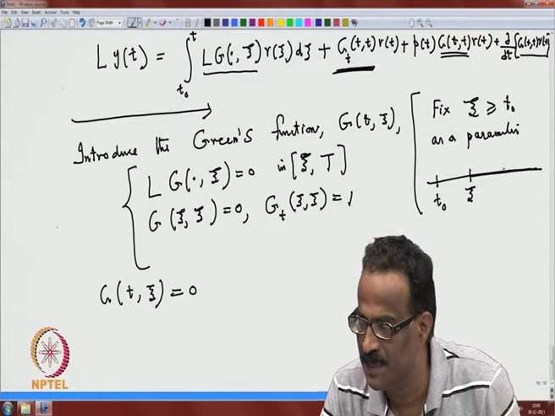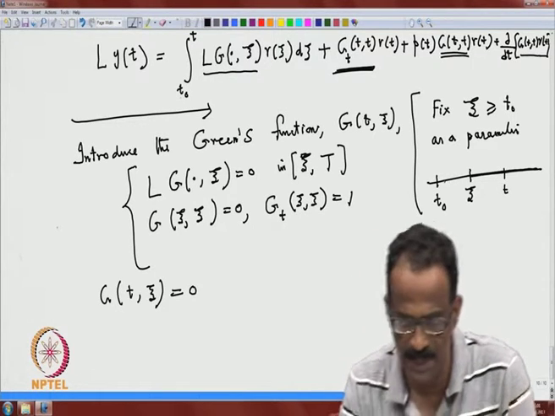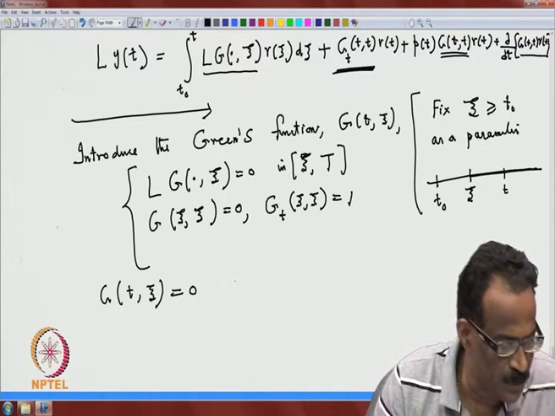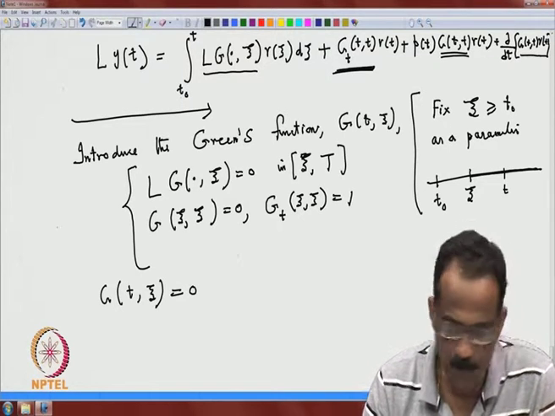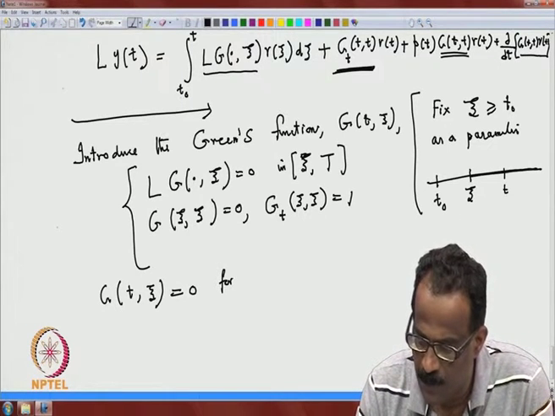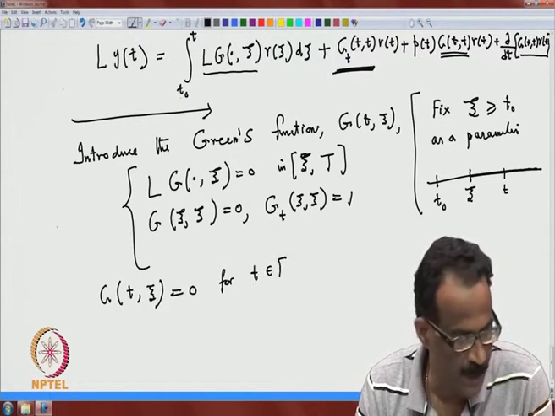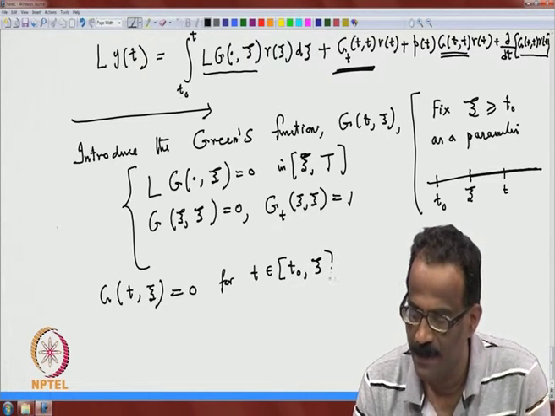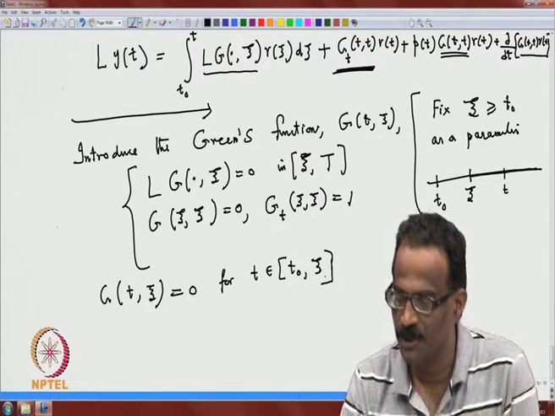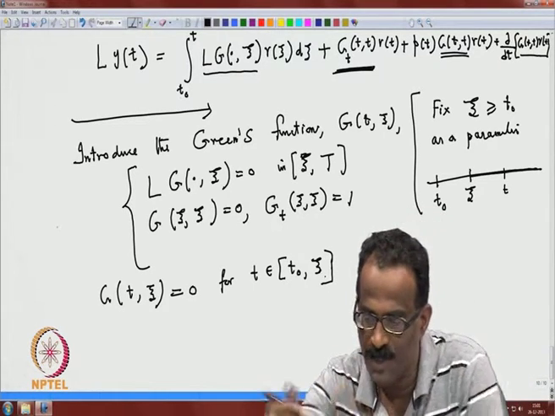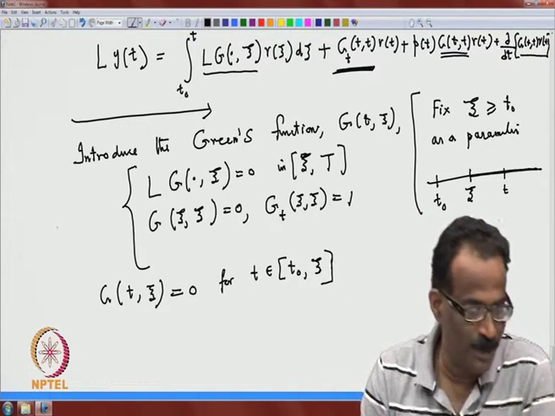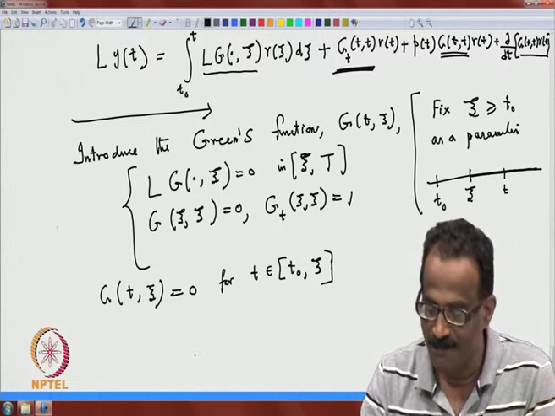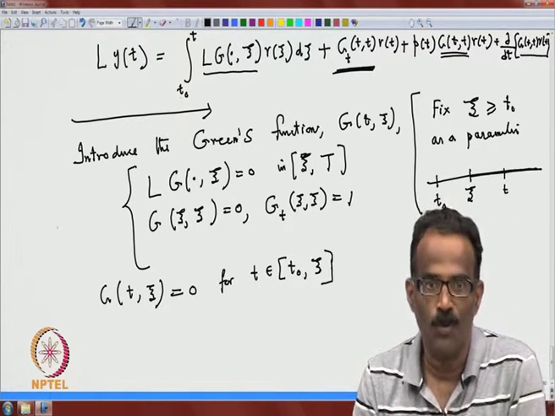Okay, so the problem is, t is here. So, you want G(t, psi) equal to 0 for t in t naught to psi. So, you can complete it, and you have a Green's function. You are defining it on that interval. Then you can actually prove everything now.